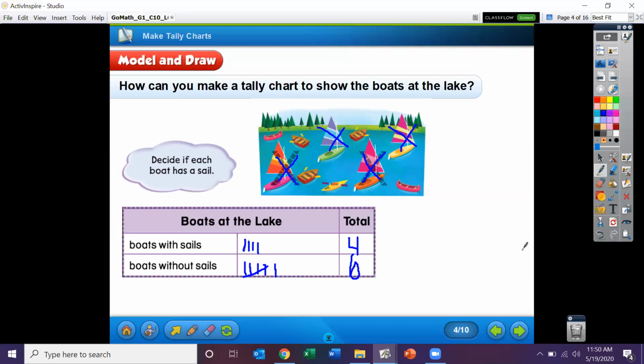Okay? Now, if I were to ask you 2 questions about this problem, which had the most? Were there more boats with sails, or were there more boats without sails? Which number's bigger? Very good. There were more boats without sails because 6 is bigger than 4. Very good.